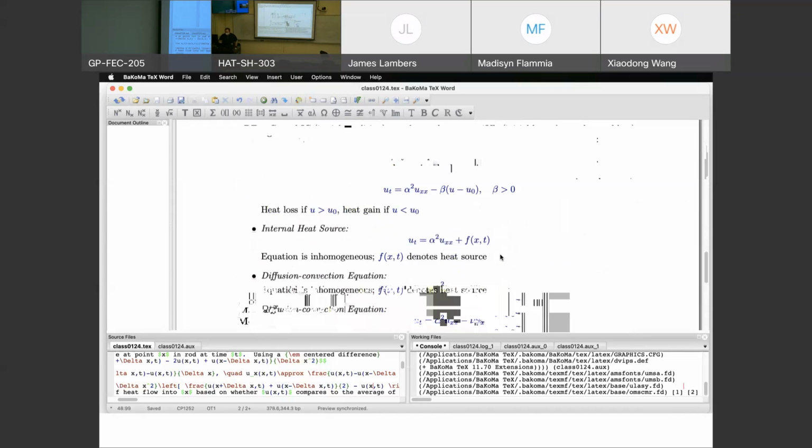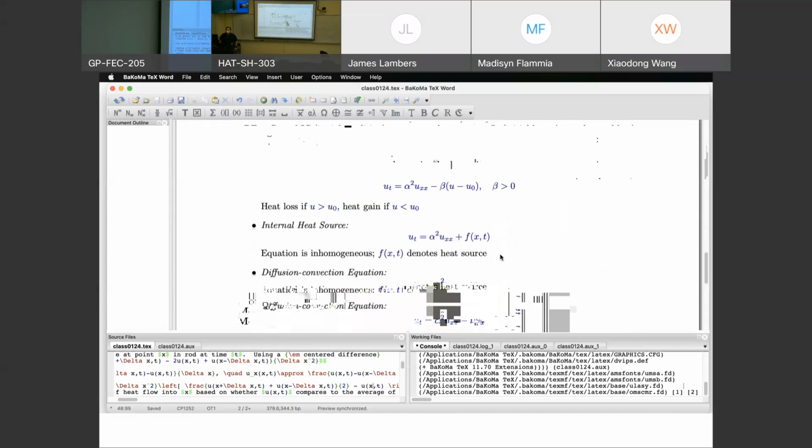Okay, now here are some variations on the heat equation. So different PDEs for modeling different situations. In the problem that I stated earlier, the rod was insulated so that there was no heat flow out the sides. This makes it a truly one-dimensional problem.